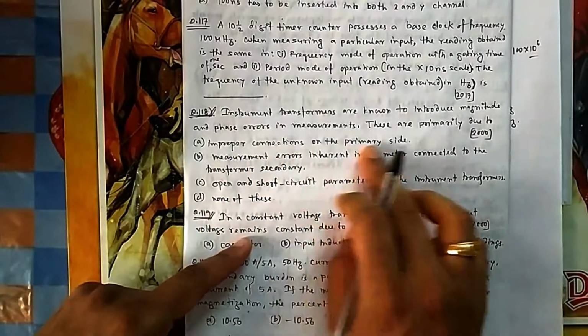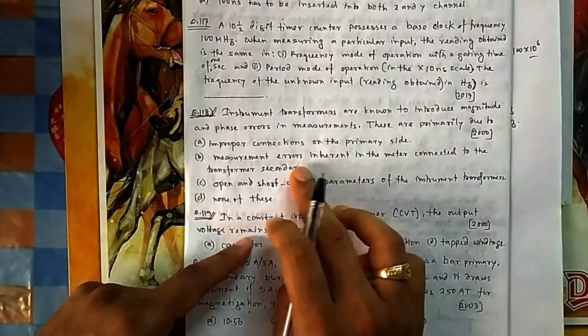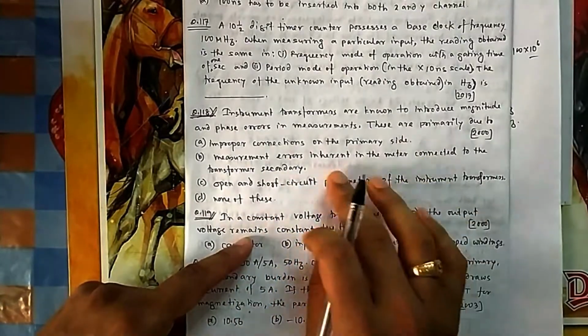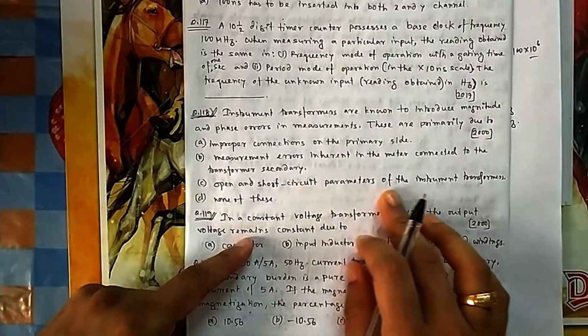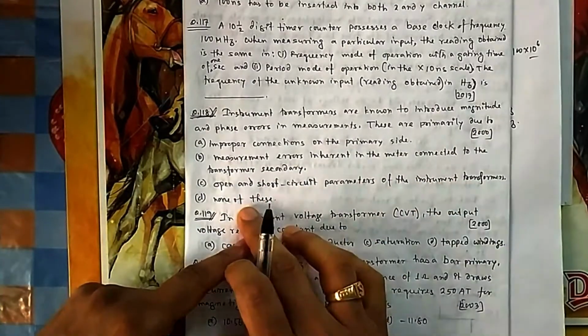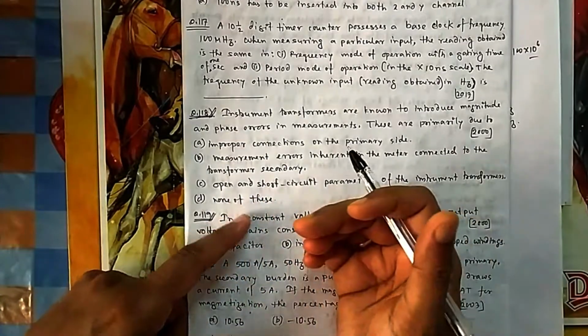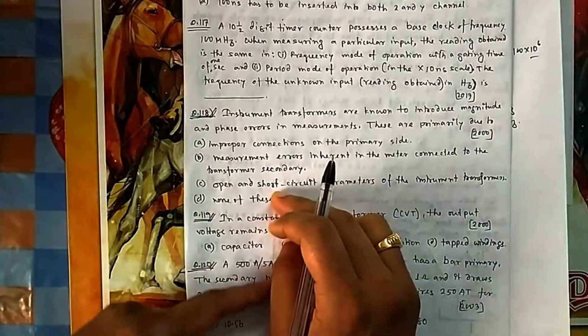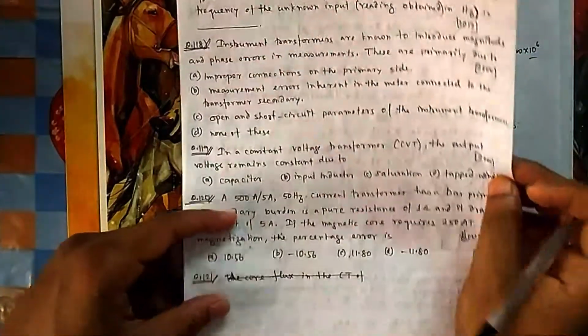What are the options? Improper connection, no. Measurement error inherent in the meter connected, no. That is not due to the measurement error that is already there, but this ratio and phase error do not come due to that. Open and short circuit parameter of the instrument transformer, no. None of this. It is due to only the magnetic leakage and magnetic saturation. Due to that property, these errors come. So you can check that video. So 118 is D.